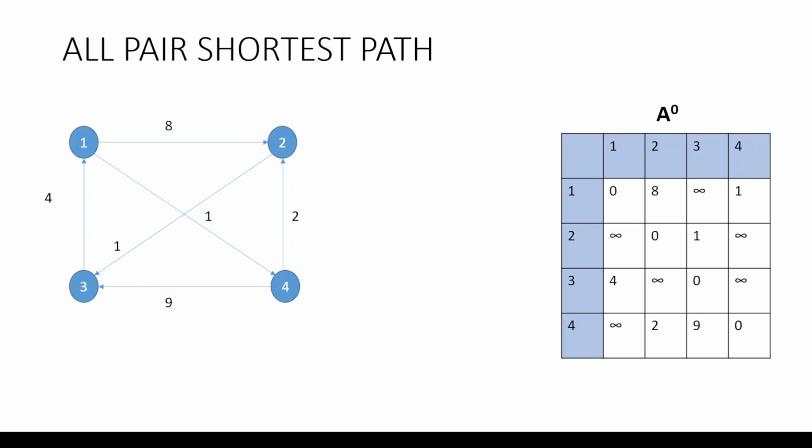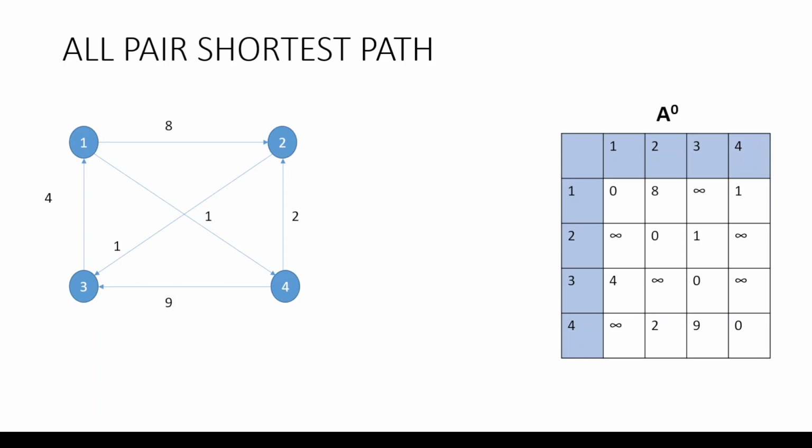Hello everyone. Today I'll explain the all pair shortest path algorithm, which is solved using dynamic programming. The objective of this problem is to find the shortest path between every pair of vertices in the given graph. So here is a graph given with 4 vertices, and we need to find the shortest distance between every pair of vertices.